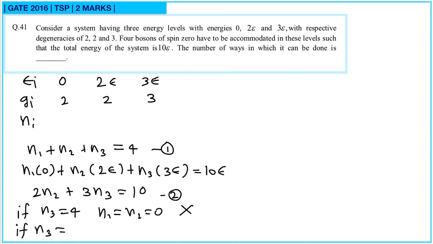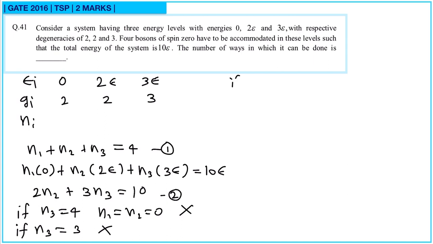Then if n3 is equal to 3, then that means n1 or n2, any one of them, will be 1. And here energy will then be 3 into 3, that will be 9. So that means n2 will be half. So that is also not possible.